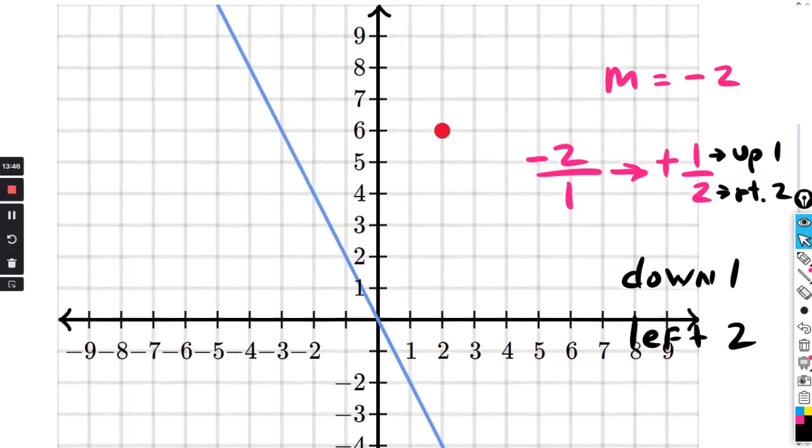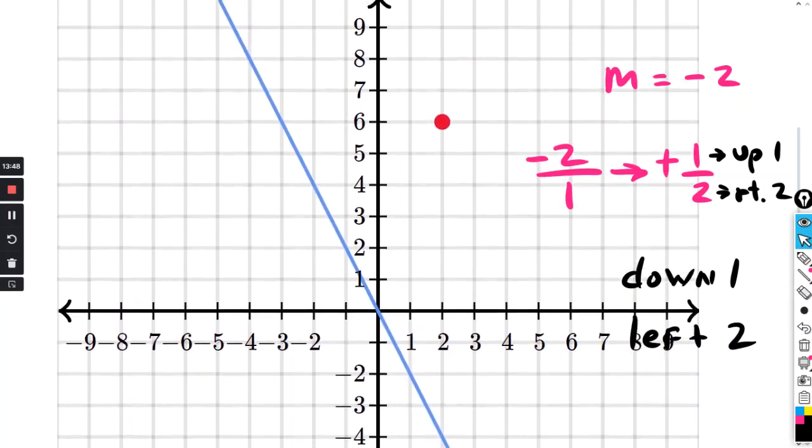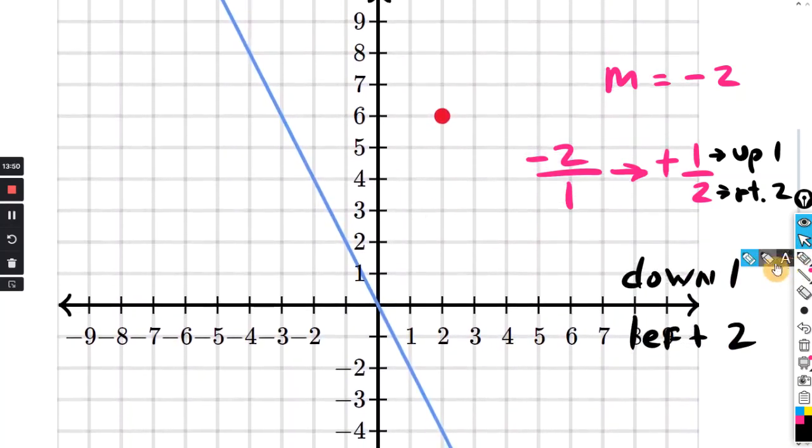All right, so let's do that. Starting at the point, down 1, left 2. Down 1 is here. And then left 2 is 1, 2. So we're right here on the line. We're good. All right, I can erase this.